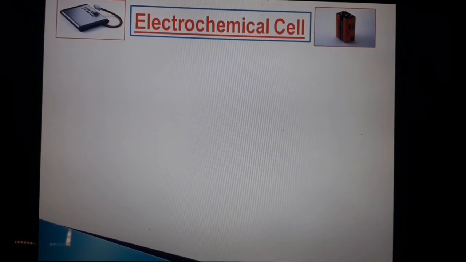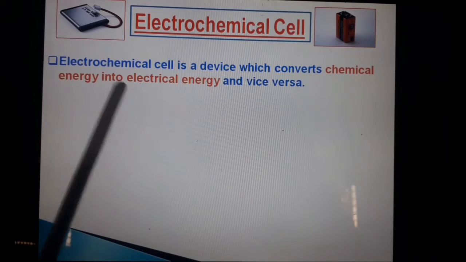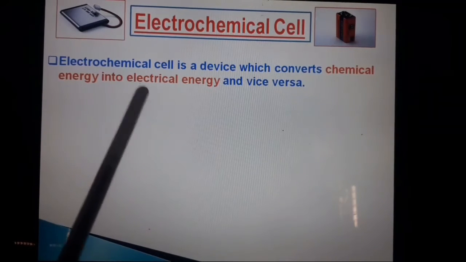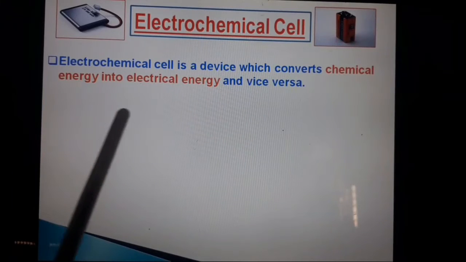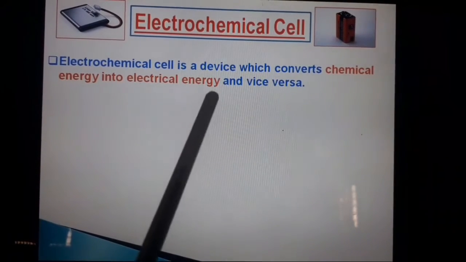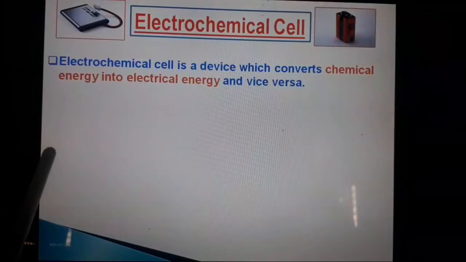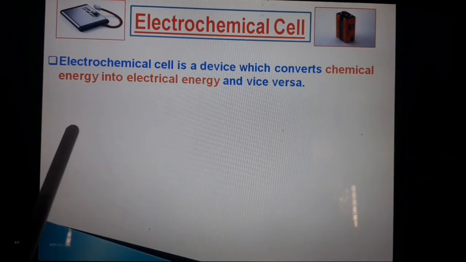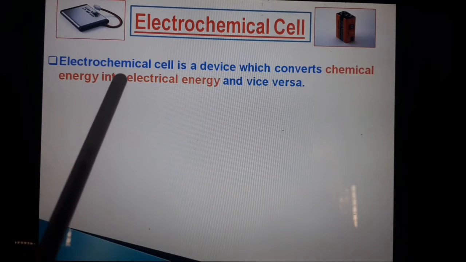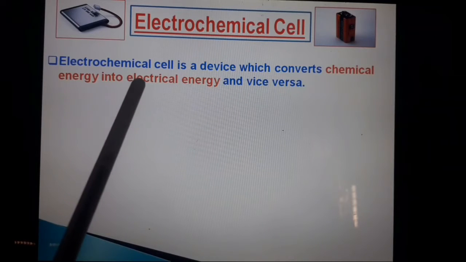What is an electrochemical cell? The electrochemical cell is a device which converts chemical energy into electrical energy and vice versa. Chemical energy into electrical energy, and electrical energy into chemical energy; both happen in this cell. That's why it is called an electrochemical cell.